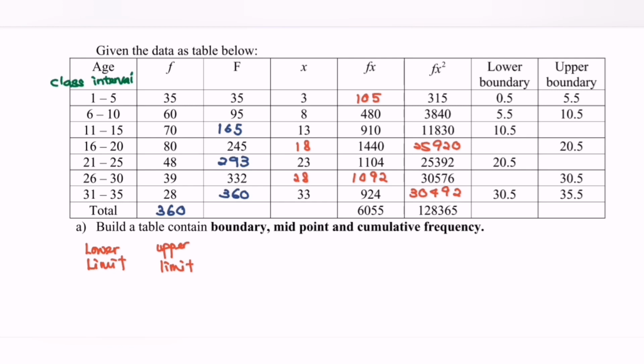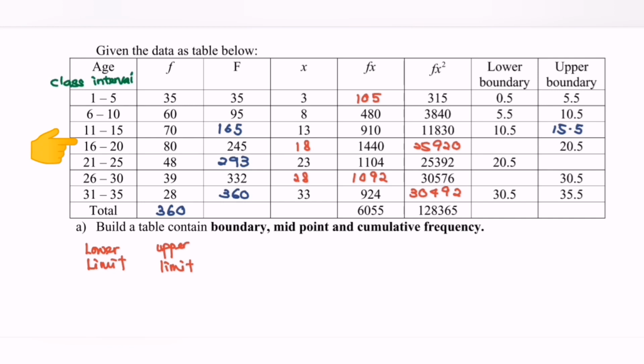How do we find the boundary? Kindly refer to the class interval 11 until 15 and also the interval 16 to 20. In order to find the upper boundary for the class interval 11 to 15, what we have to do is add the upper limit of the class, 11 until 15, with the lower limit of the next class. So we have 15 plus 16 divided by 2, and here we have 15.5.